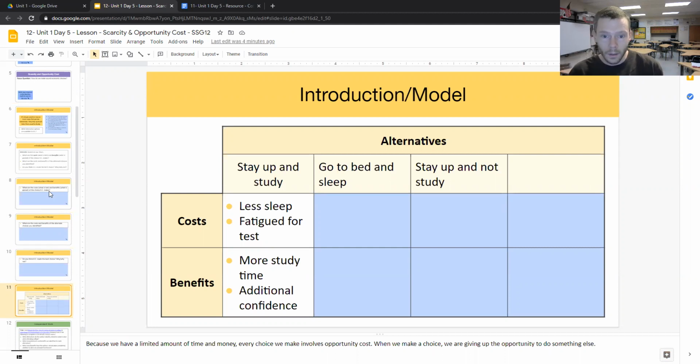Under the stay up and study, the costs, there's going to be less sleep and they're going to be fatigued for their tests, and perhaps they won't do as well because they're tired and they can't perform up to their potential. But the benefits, they will have more time to study and they'll have some additional confidence. And we can make similar trade-offs when we look at the alternatives of going to bed and sleeping, getting in that full 8 hours of sleep, and staying up and not studying really is the ultimate negative consequence.